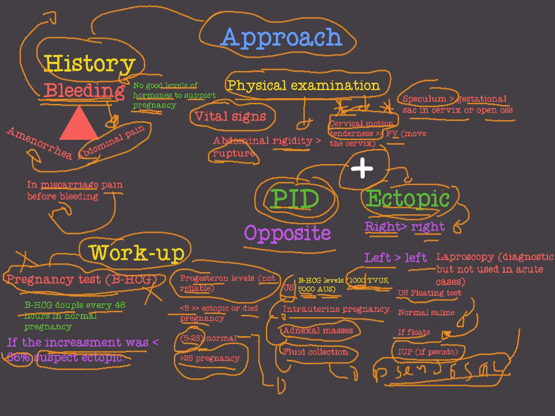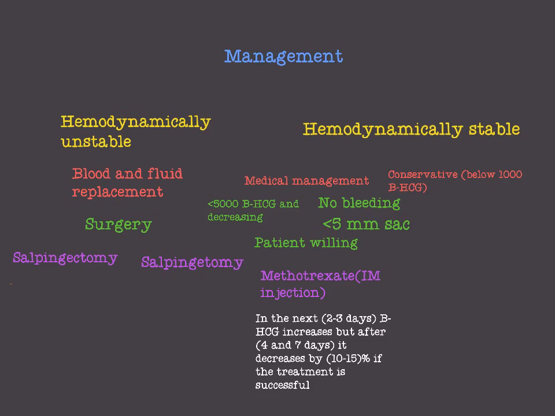The most important diagnostic test of ectopic pregnancy is laparoscopy. Laparoscopy will confirm the presence or absence of an ectopic pregnancy. But make sure that we don't use laparoscopy in acute cases of bleeding or abdominal pain, for example. Now let's move to the management of ectopic pregnancy, after talking about history, triage, abdominal pain, bleeding, and amenorrhea, physical examination, vital signs, and so on.